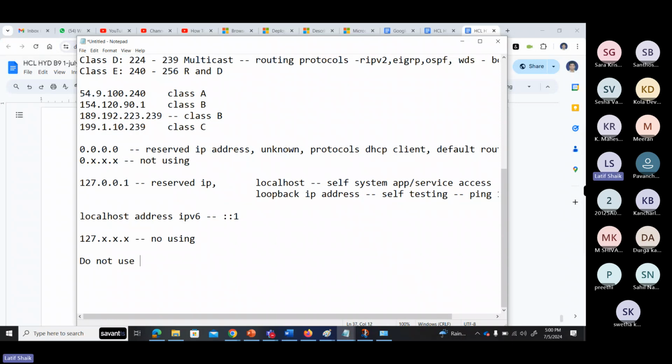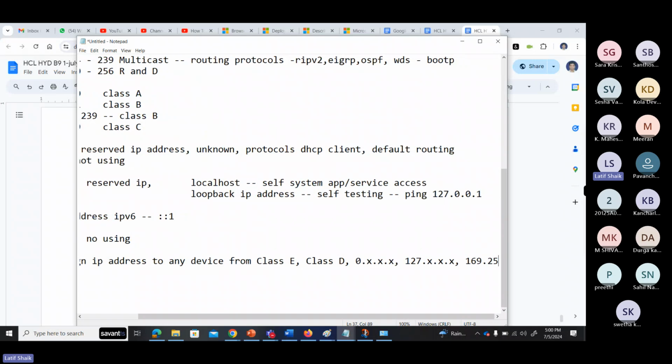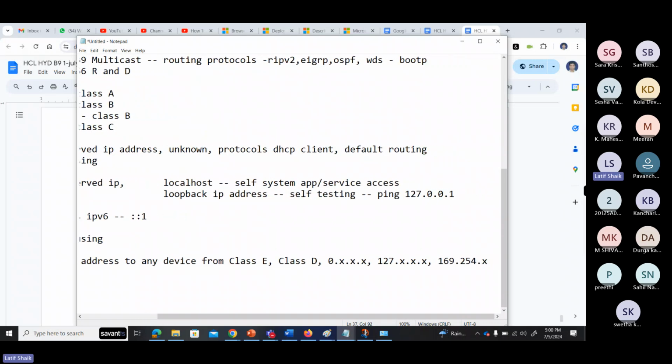We do not use class E, class D. We do not use means we do not assign IP address to any device from class E, class D, this 0 series, 127 series, 169.254 series, that is APIPA series.